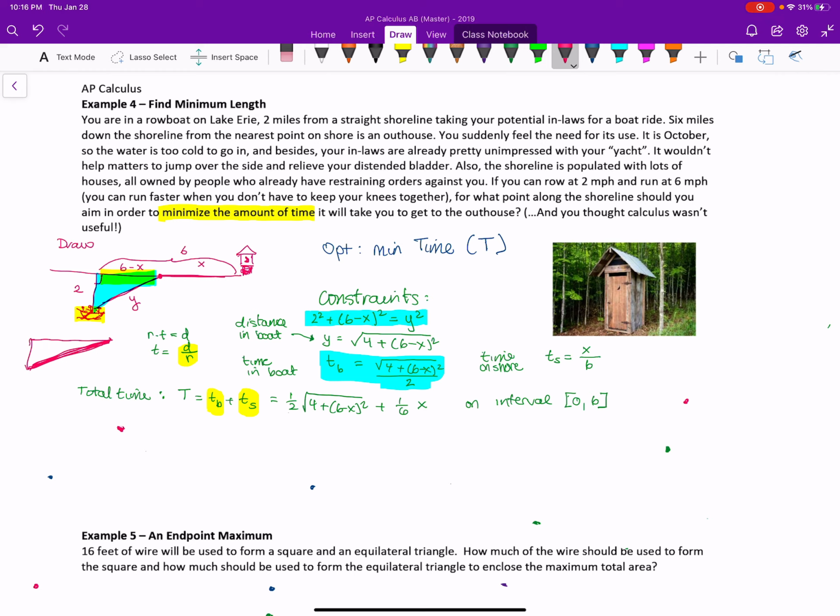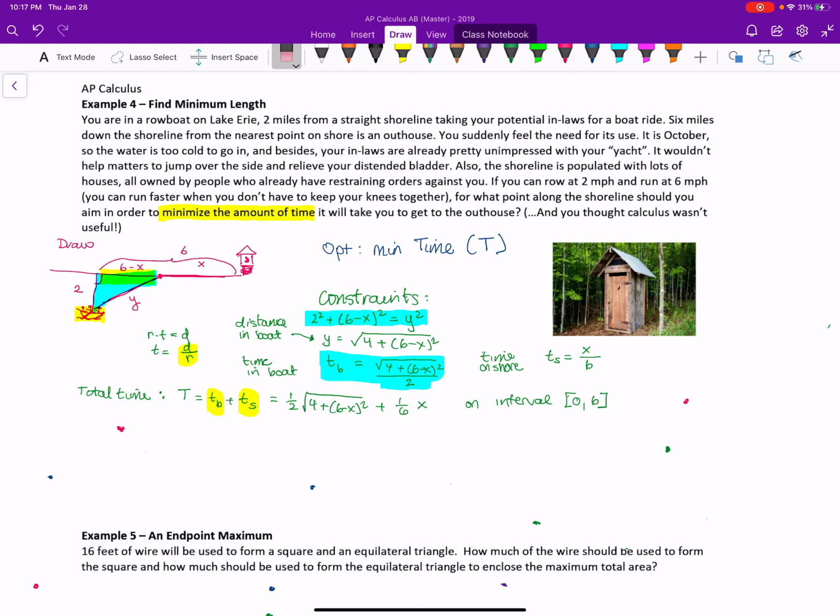It would not make sense to sail in the opposite direction of the outhouse. So that's why you don't have to consider that. And it wouldn't make sense to sail past the outhouse and then run back that way because you're slower in the boat than you are running. So therefore, a reasonable interval to use is to let x either be 0, which means you're just rowing directly to the outhouse, or let x be 6, which means you're rowing directly to the most direct point on the shore and then start running. Those are the two reasonable endpoints.